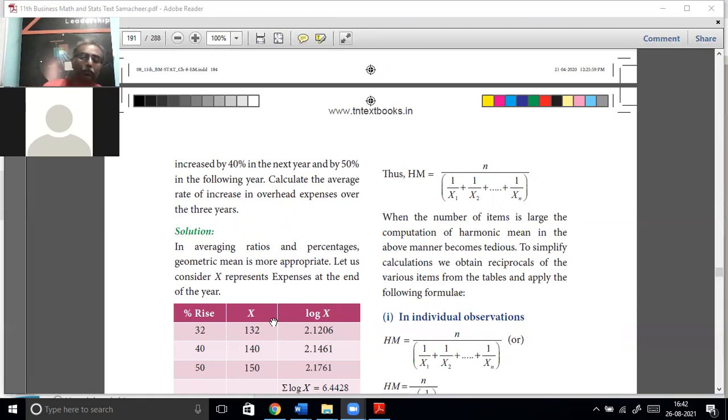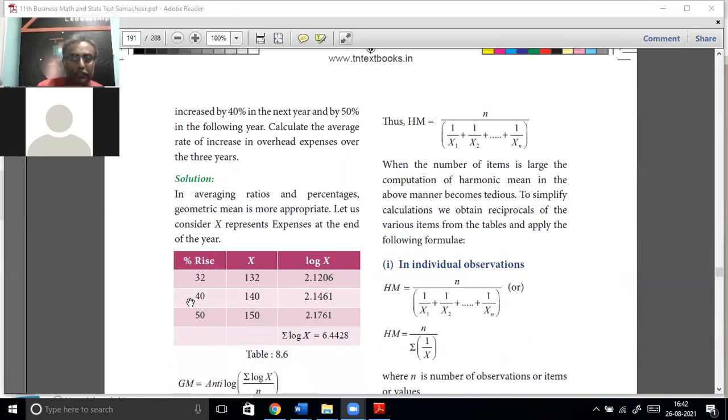Let us do geometric mean now. So what has happened? First year 32% rise. That means 100 plus 32, 132. The X value was 132 in the first year. Then in the second year it rose by 40%. Then from 100 it became 140. Then in the third year it rose by 50%. From 100 it became 150. Then you find the log of x for each.